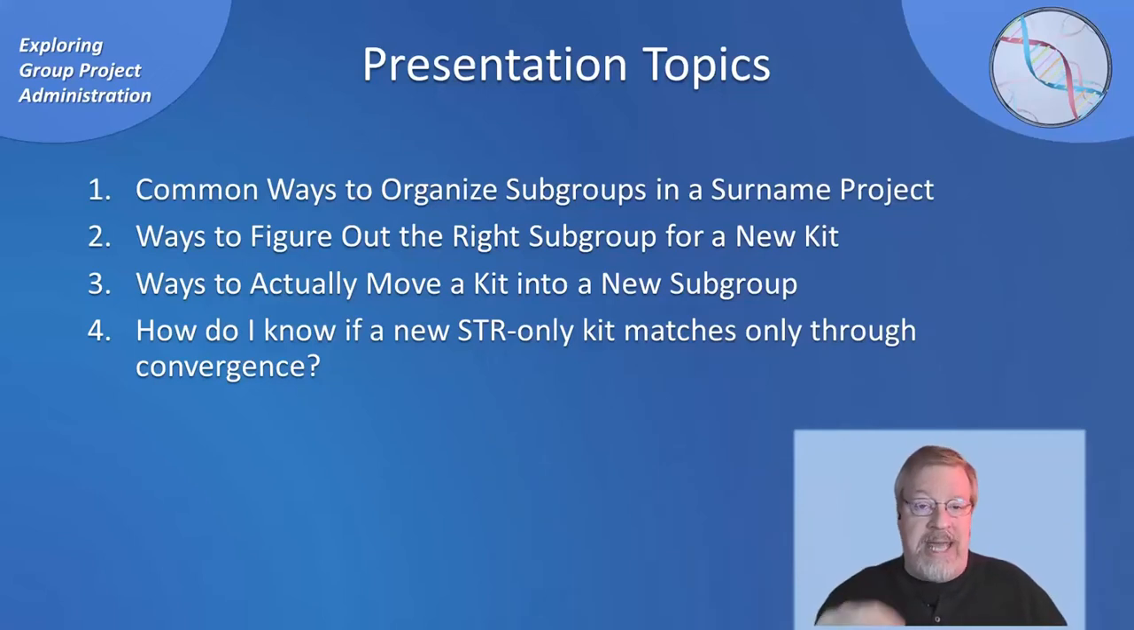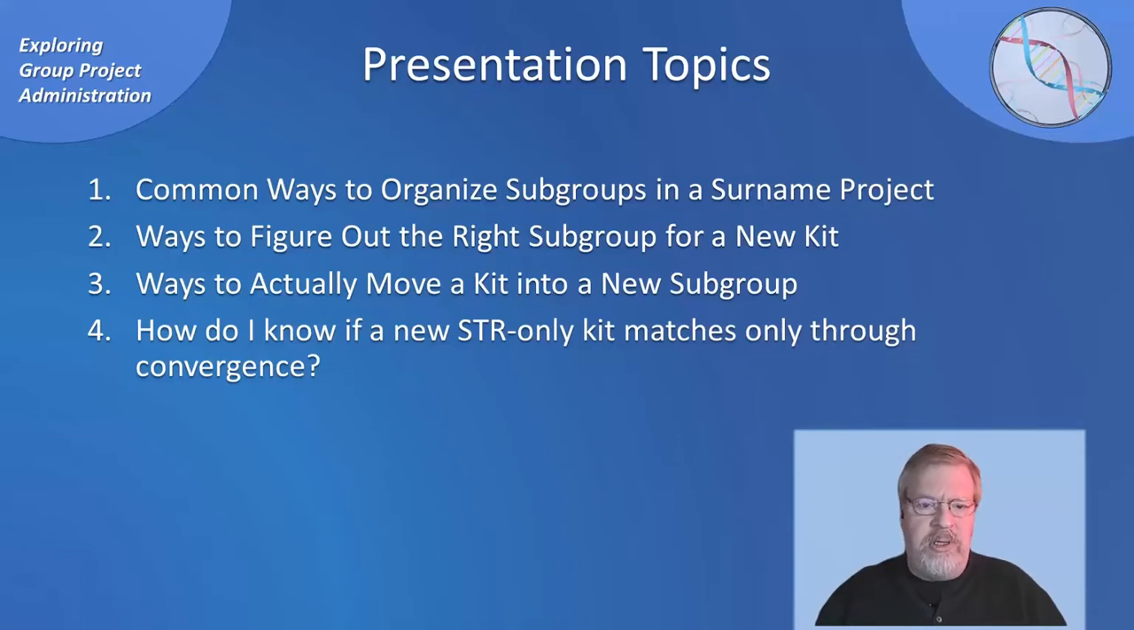Some actual ways, the mechanics of actually moving a kit into a new subgroup. Everybody knows about the obvious one, but there's a secondary way of doing it that I'll share that's maybe a little bit easier if you're going to be moving multiple people. And then a bit of a special topic, but sometimes you get a kit that comes in that matches one of your subgroups, but you're not really sure. It's not of your surname. You're not really sure if it connects within the time frame that that subgroup's been around. So is it convergence or is it actually a match? You can't tell for sure, but I'll give you some ideas of ways that you can know whether it's likely or not that they're either convergence or a real match.